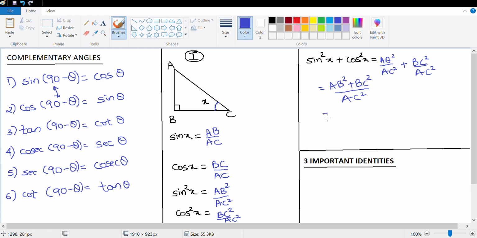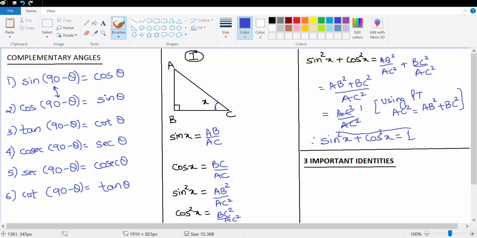Now AB square plus BC square is equal to AC square. Why? Because using Pythagoras theorem, hypotenuse square, in this case AC square, will be equal to the sum of squares of the other two sides, which means AB square plus BC square. So since AC square is equal to AB square plus BC square, I write this here, which means this gets cancelled, which is what I get: sine square x plus cos square x is equal to 1.